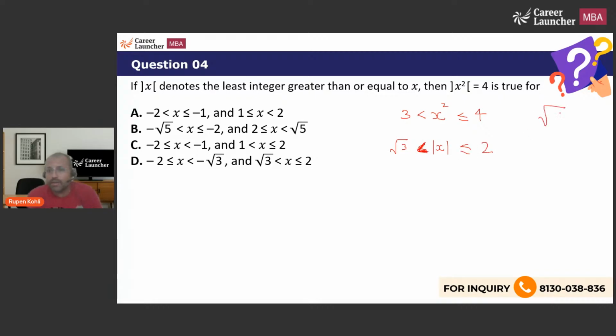Remember, square root of x square is simply equal to mod x. So mod x lies from root 3 to 2, or obviously option D makes sense, that x lies from minus 2 to minus root 3 and root 3 to 2, right? So that's the solution to this problem.